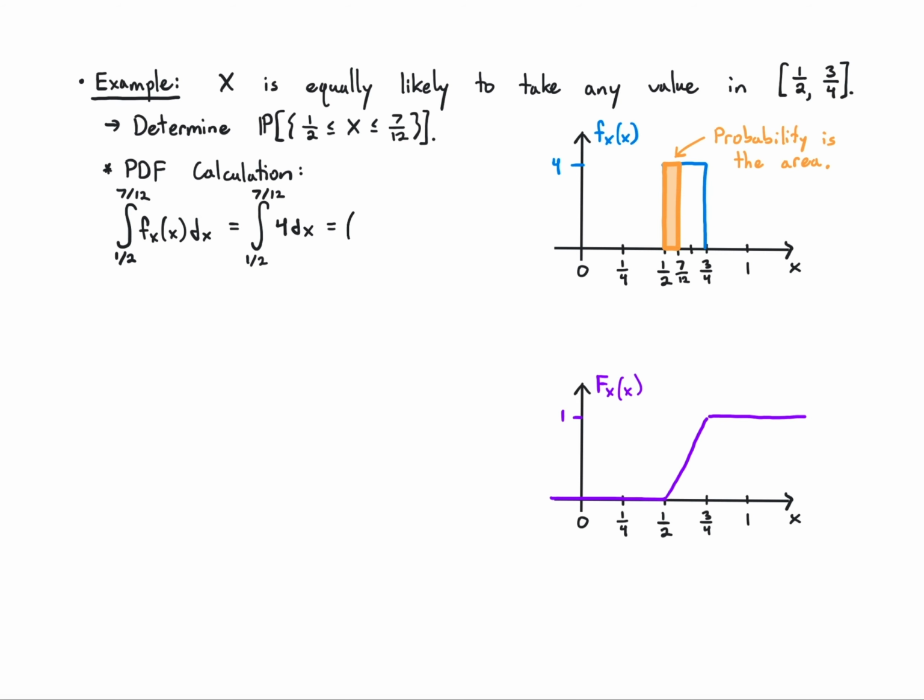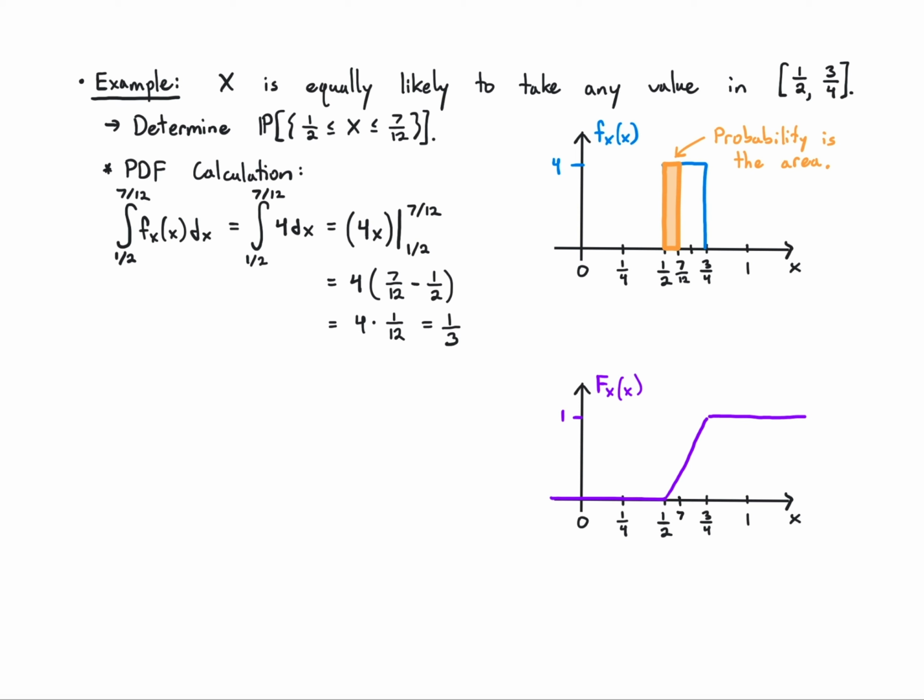And so I have the integral of 4 dx from 1/2 to 7/12. That's going to be 4 times 7/12 minus 1/2, which is just going to be the difference. So it's going to be 4 times 1/12, which is 1/3. And looking at that plot, it makes sense that I've got 1/3 of the area. Okay, great.